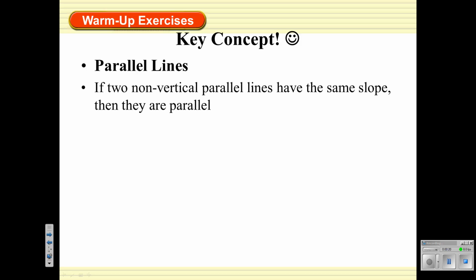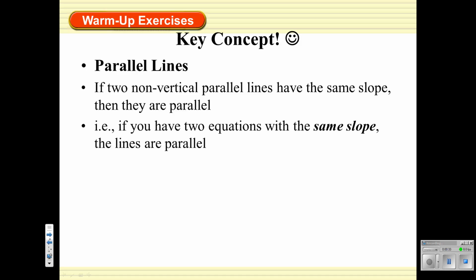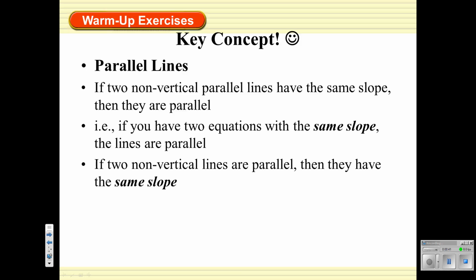If two non-vertical lines have the same slope, in other words, they can't be straight up and down, but if they have the same slope, then they are parallel. Okay? In other words, if you have two equations with the same slope, then you know the lines are parallel. And also, if two non-vertical lines are parallel, then they have the same slope. Kind of sounds the same, but we change the order here.